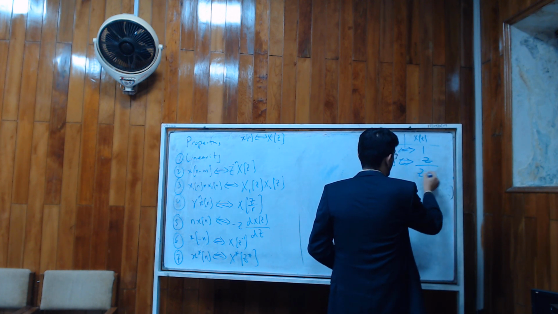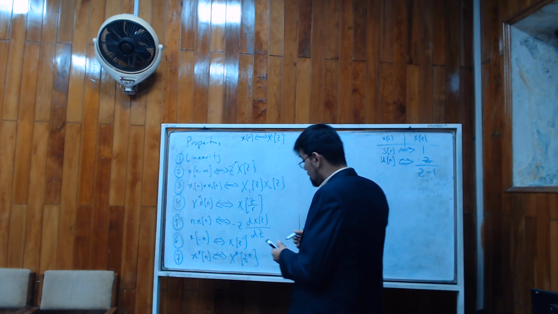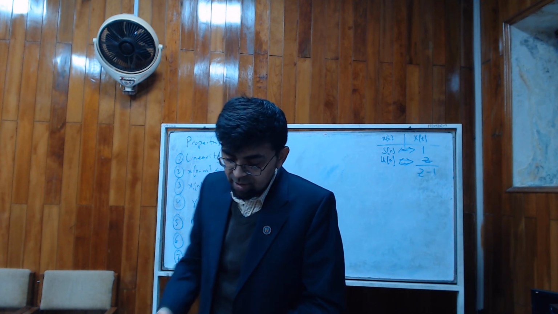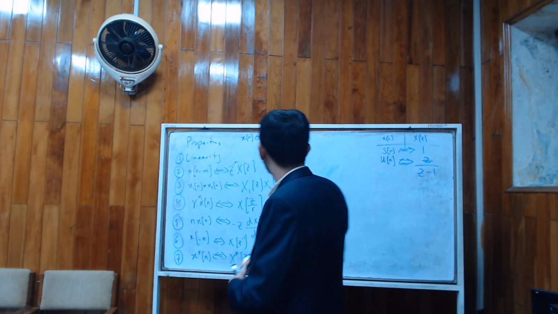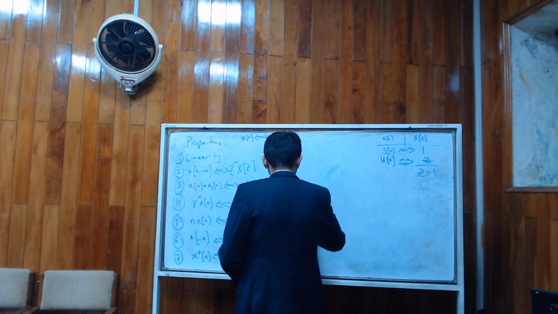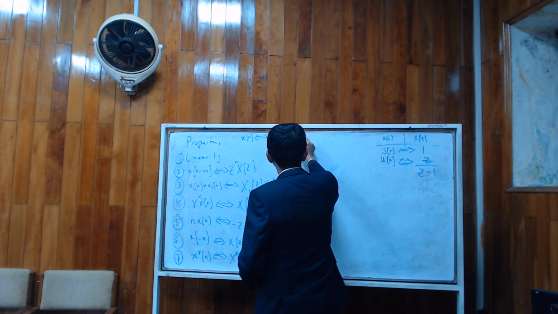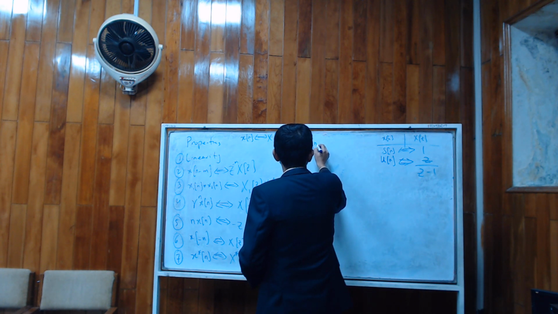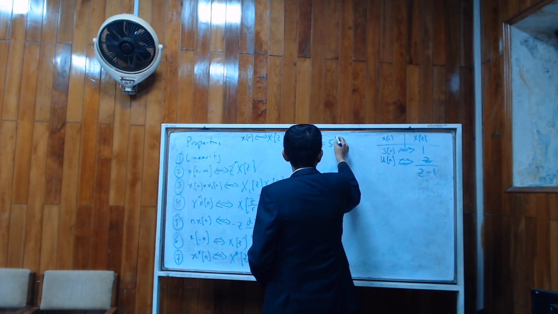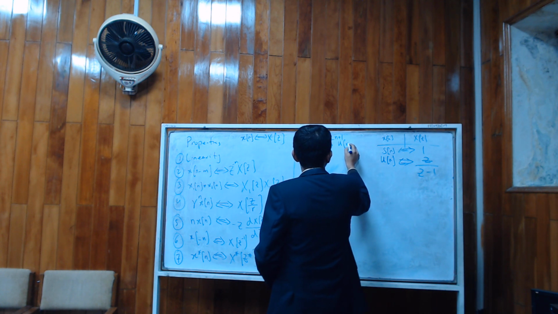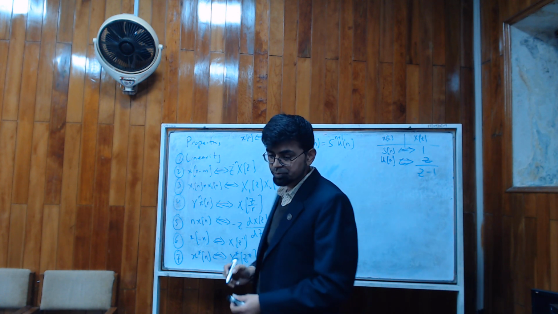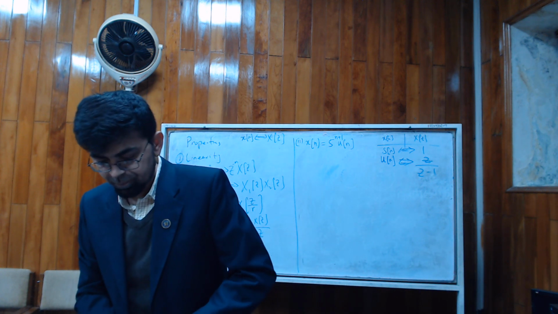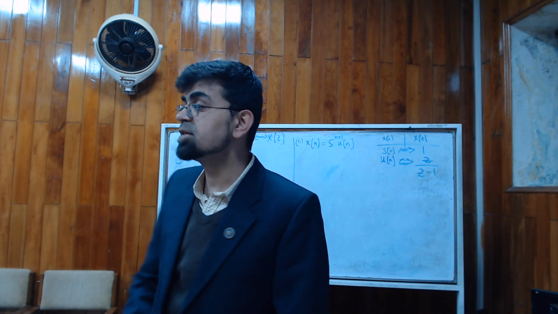Z over z minus 1. Okay. So the second practice problem is this: x(n) is 5n plus 1 un. Find the z transform.